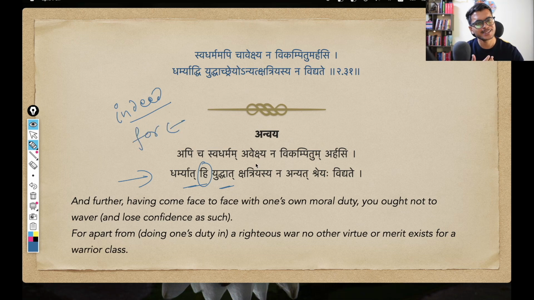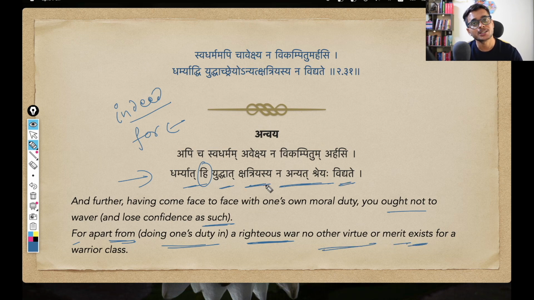So this is in the sense that we are continuing our sentence, giving the reason for what we said earlier. Krishna is saying that you ought not to waver and lose confidence, for dharmyat yuddhat, apart from a righteous war. That basically means that apart from doing one's own duty in a righteous war, na anyat shreyah, no other virtue, no other merit, vidyate, exists for kshatriyasya, for a kshatriya, for the warrior class. This is what Krishna is telling Arjuna. This is the entire translation.